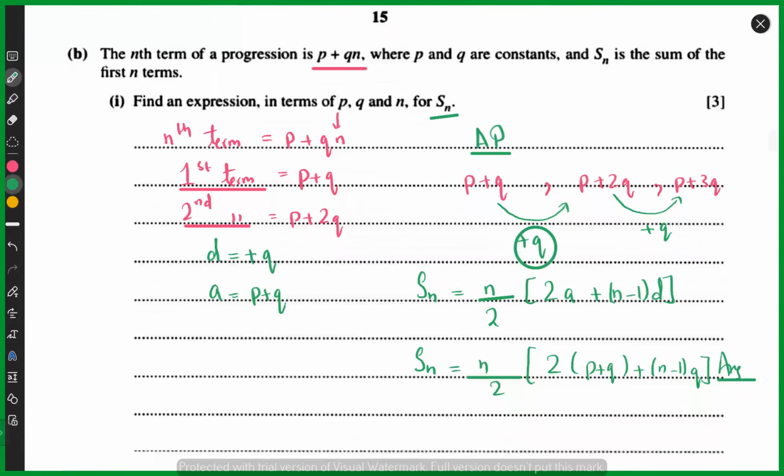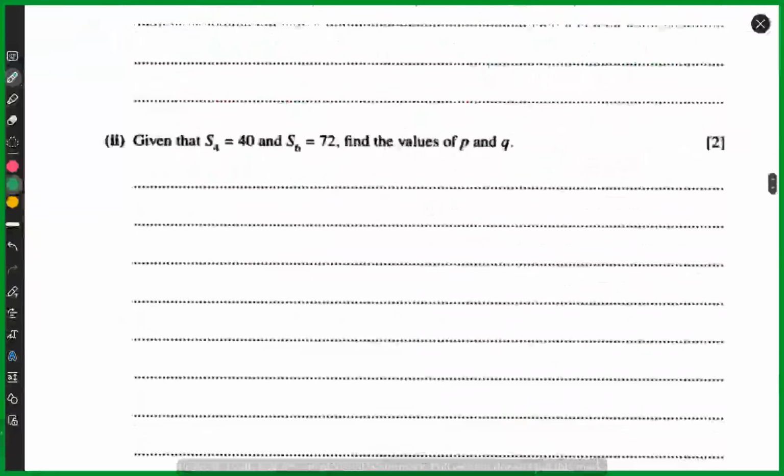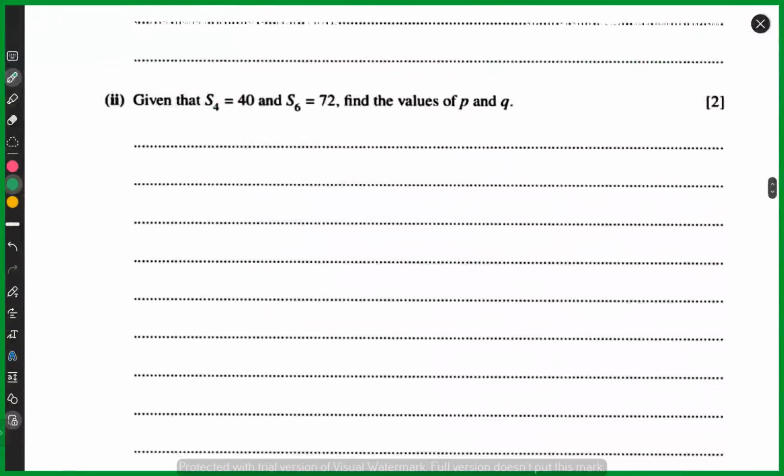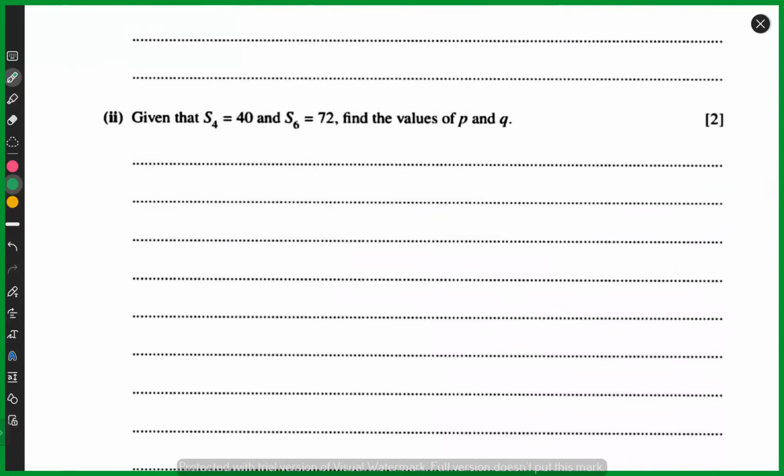Let's talk about the second part of the same question. Given that S4 is 40 and S6 is 72, find the values of P and Q. I think you guys can give it a try. Okay, let me just stop at this point.